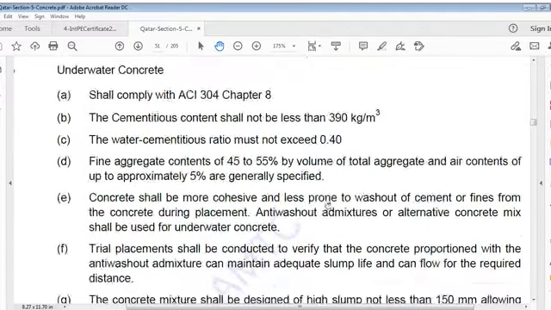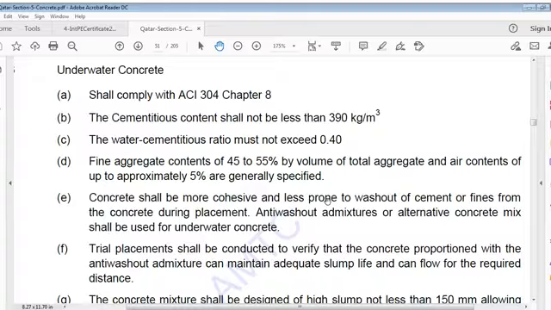Underwater concrete. Underwater concrete shall comply with ACI 304, Chapter 8. Cementitious content shall not be less than 390 kg per meter cube. Here 390 is the minimum because it is underwater concrete. Water cementitious ratio must not exceed 0.4.